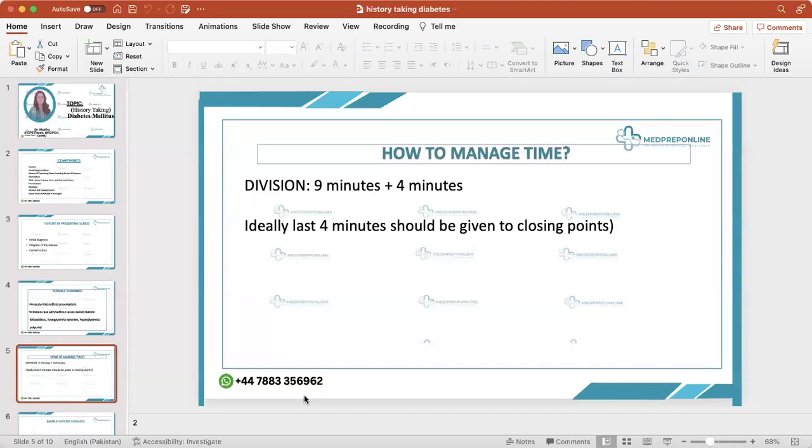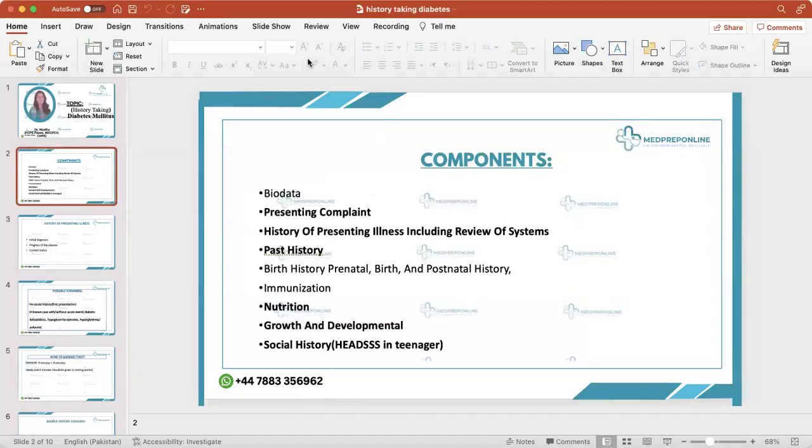Yes, very good insight. So I would like to open my slide where the components are given. These are the components of any pediatric history. You start with the personal profile, then presenting complaint. Like any other history, in diabetic history you have to be very clear what the presenting complaint is. Most commonly your presenting complaint will also be written in the summary given outside. Usually the summary is one sentence long.